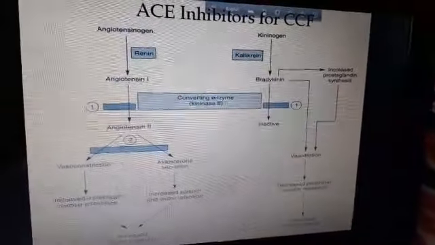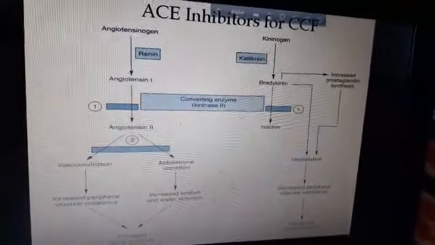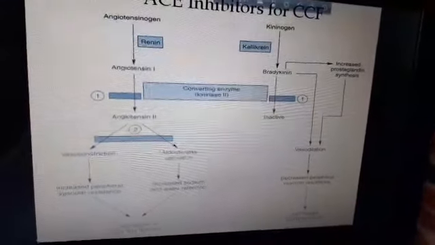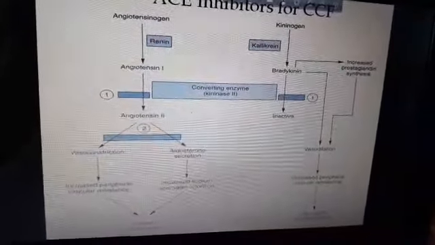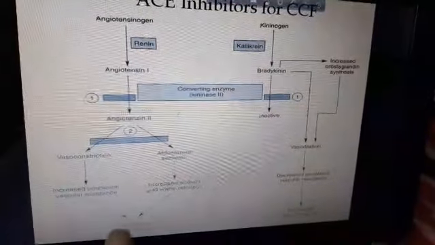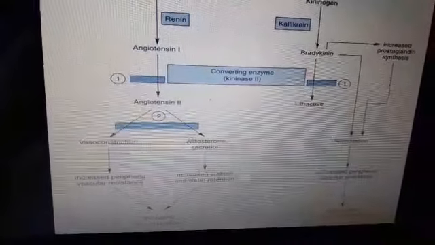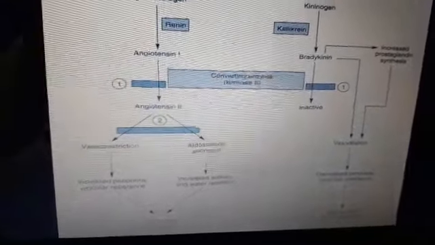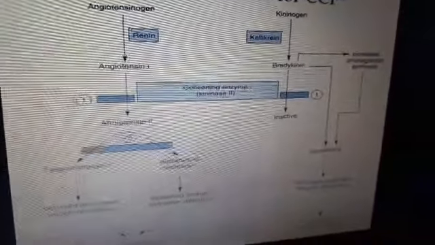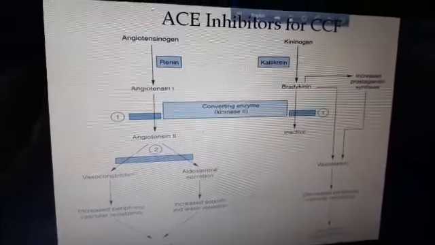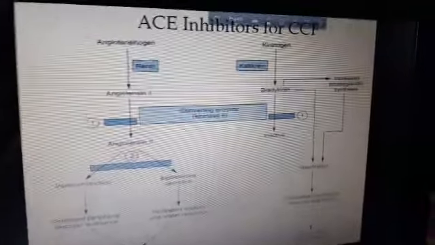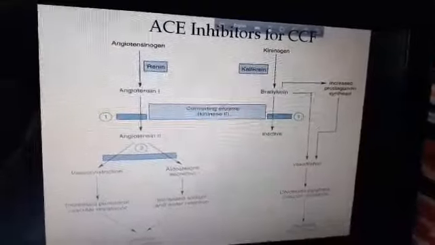So for congestive cardiac failure, you have to remember this picture. It will cause decrease in vasoconstriction, decrease in peripheral vascular resistance, decrease in aldosterone secretion, and decrease in salt and water retention. So there is decrease in blood pressure, and due to the bradykinin effect there is vasodilation, which will increase peripheral circulation. So due to decreased angiotensin 2, decreased aldosterone release, and increased bradykinin effect, there is significant vasodilation, increased peripheral perfusion, and decreased salt and water retention.